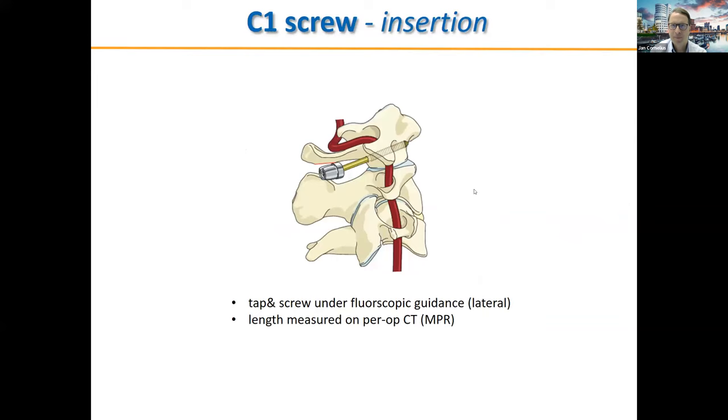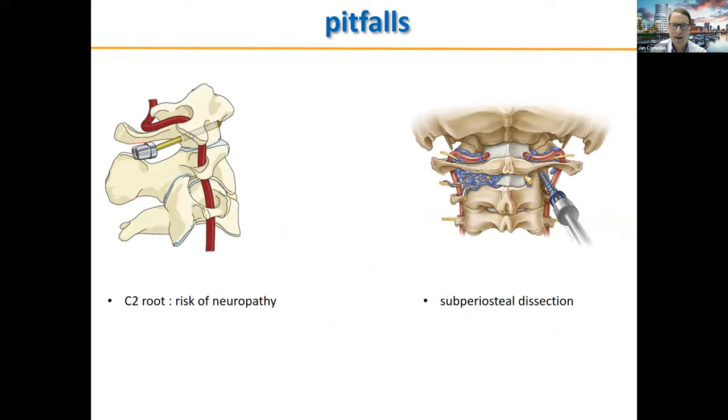You should tap and screw under fluoroscopic guidance, and the length is measured or was defined on the preoperative imaging. Some pitfalls are avulsion or lesion of the C2 root, which passes below the posterior arch of the atlas. Another thing is that this region is highly vascularized with a venous plexus, so you need to do a careful subperiosteal dissection in order to avoid very heavy venous bleedings.